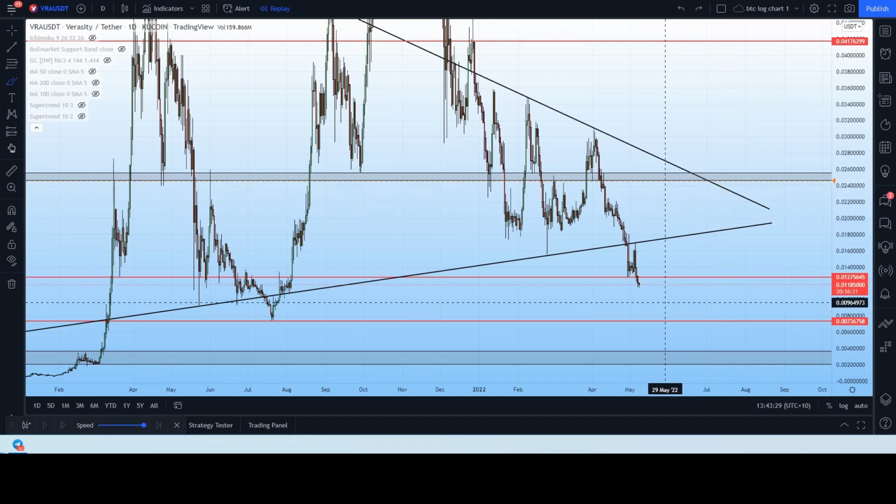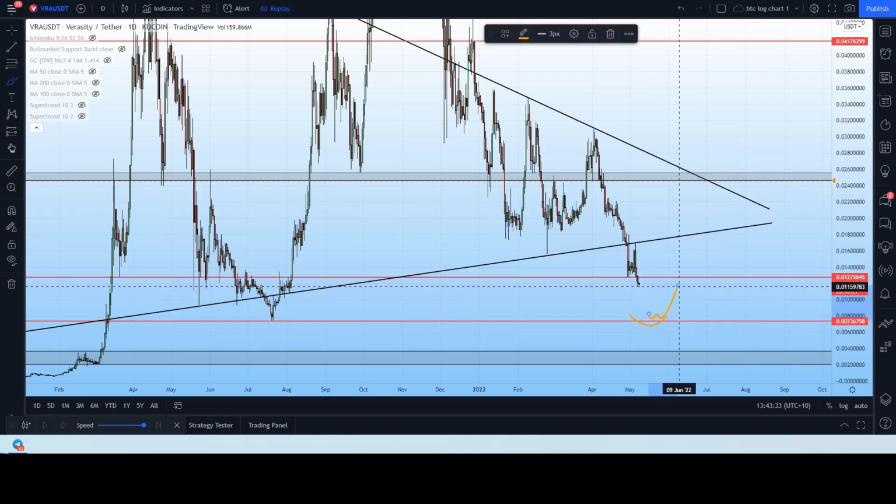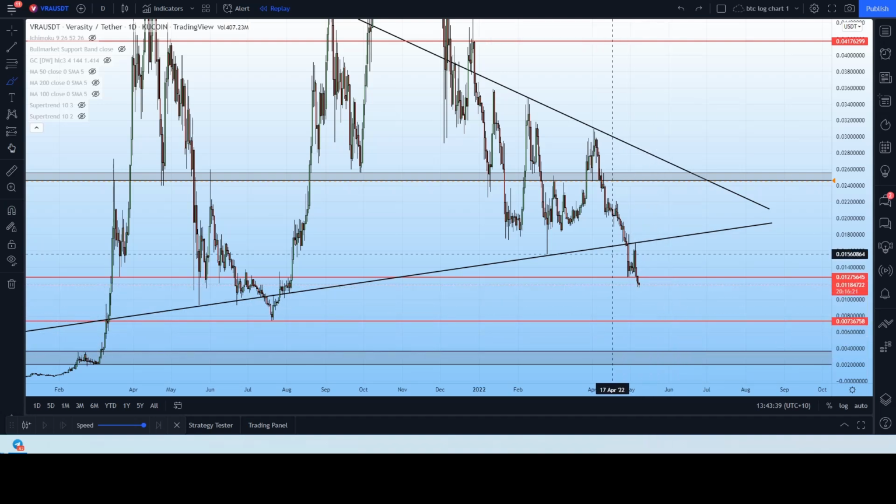As for bounces, I'm not concerned with catching any bounces. I'd be looking for bounces at these demand zones, but I would definitely not be looking to catch a falling knife between these demand zones.